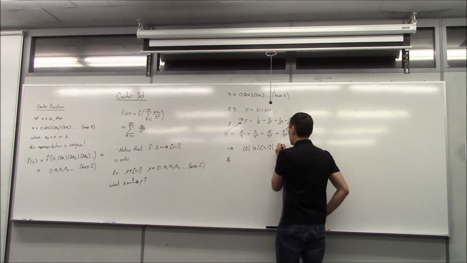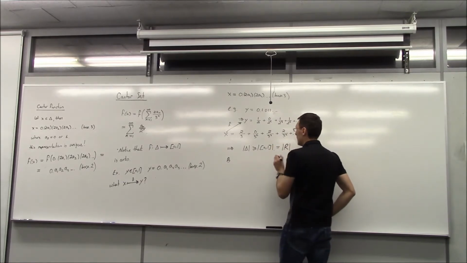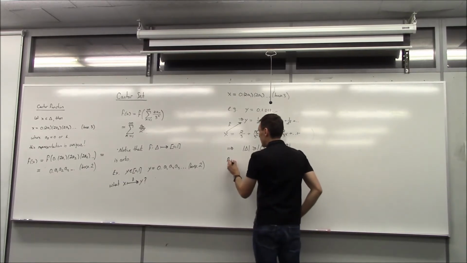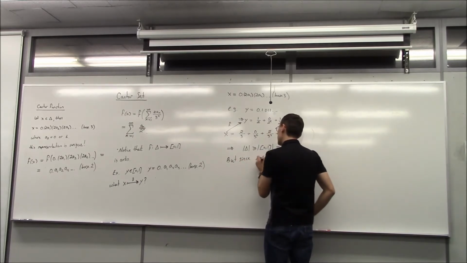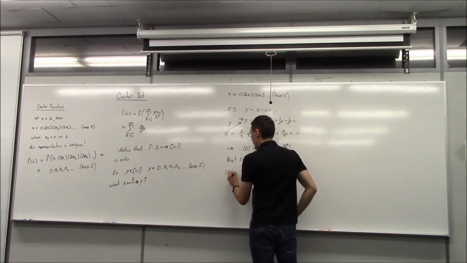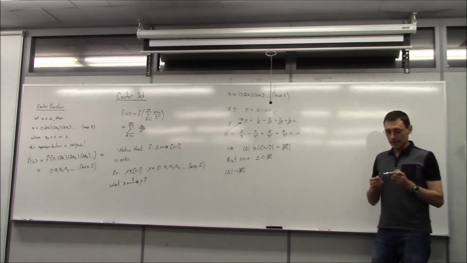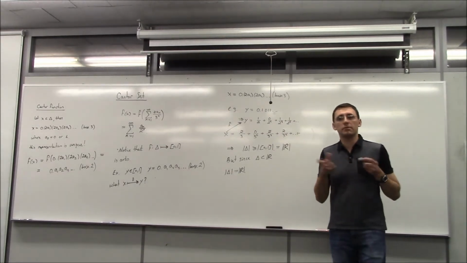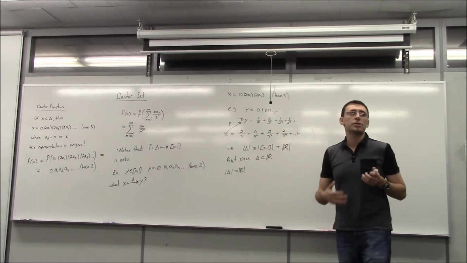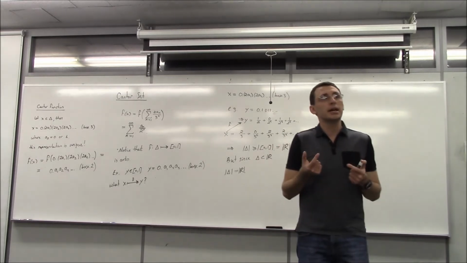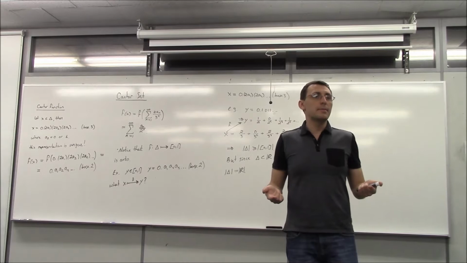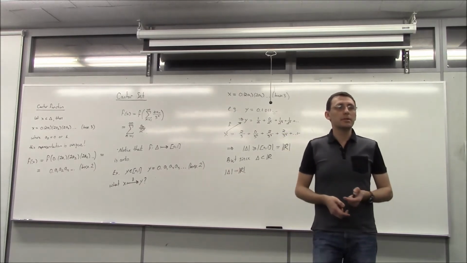So that's equal to the cardinality of R. But since delta is a subset of R, the cardinality of delta, in fact, has to equal the cardinality of R. Agreed? So that's just another argument. I'm not sure if it makes it easier for you or not, but another argument to see that the cardinality of delta has to be the same as the cardinality of the entire real number line.